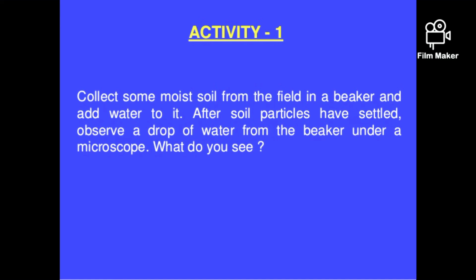Now let's take an overlook at some activities given in the NCERT textbook. The first activity to be performed is Activity 1. Collect some moist soil from the field in a beaker and add water to it. After the soil particles have settled down, observe a drop of water from the beaker under a microscope. What do you see? Record the observation in your practical notebook.